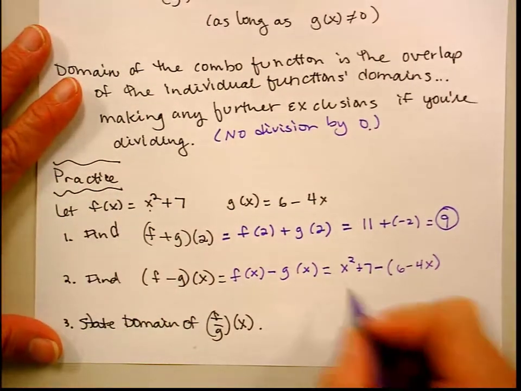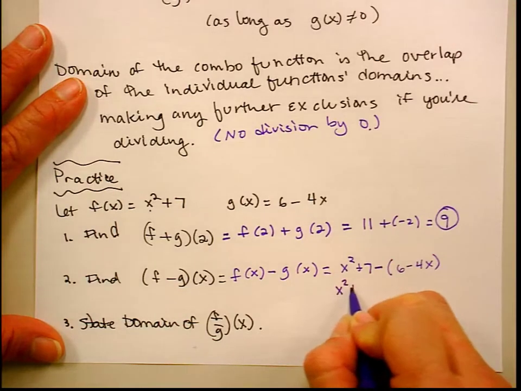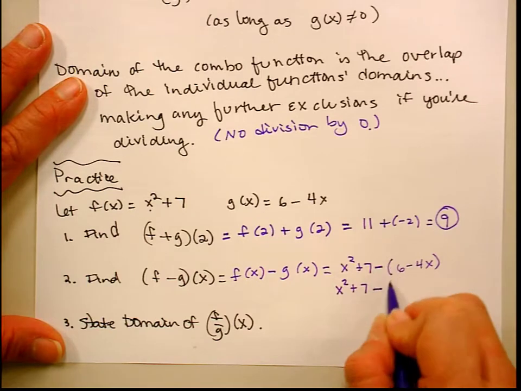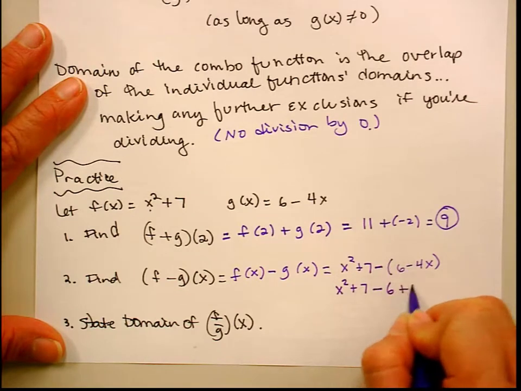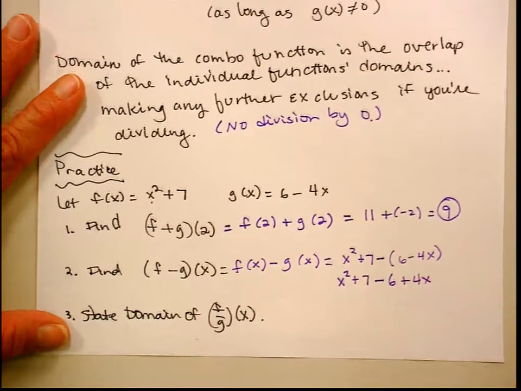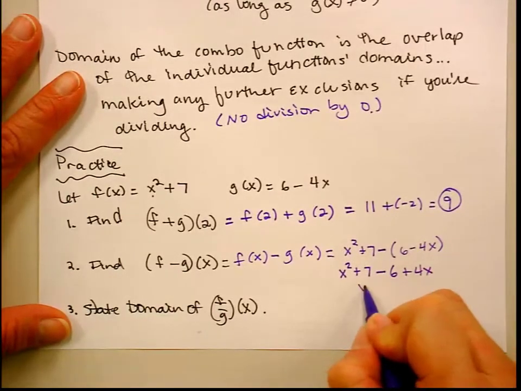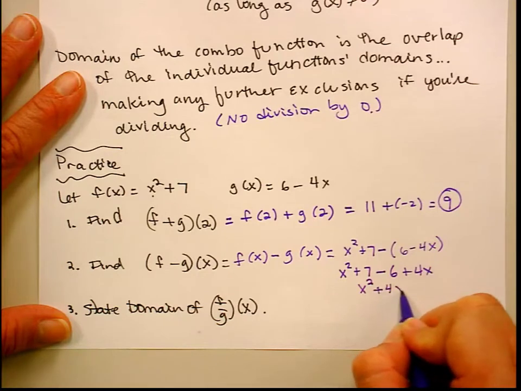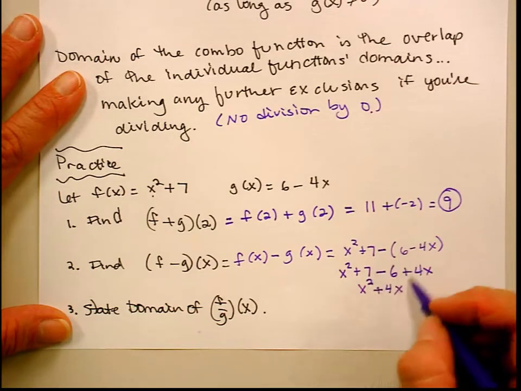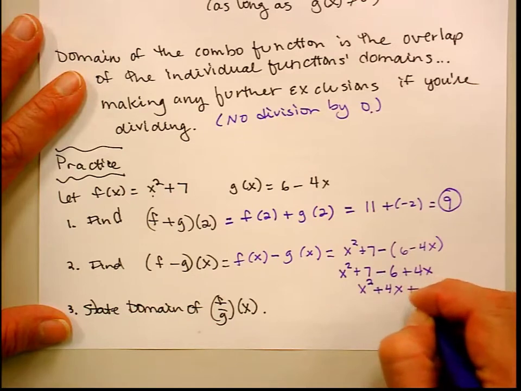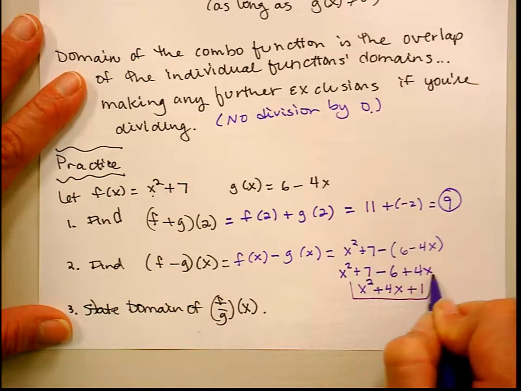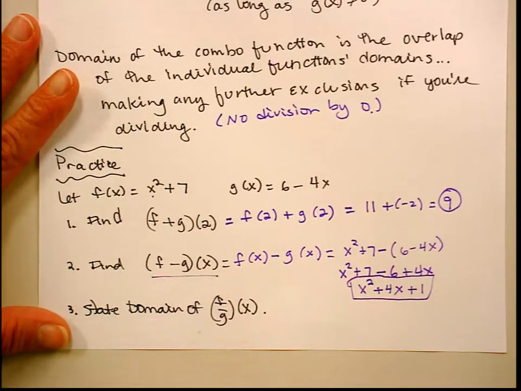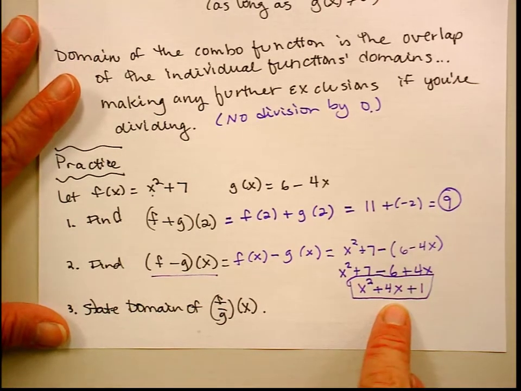So I'm going to do a little tidying here. So x squared plus 7, remember I changed the signs of everybody inside, so minus 6 plus 4x. And then one last step just to tidy. So my final answer here would be x squared, I'm going to go ahead and put it in standard form because I can, plus 4x, and I have 7 minus 6, so plus 1. That is the answer when I'm asked to find f minus g of x. It's this expression right here.